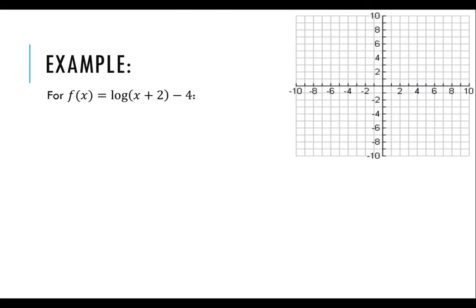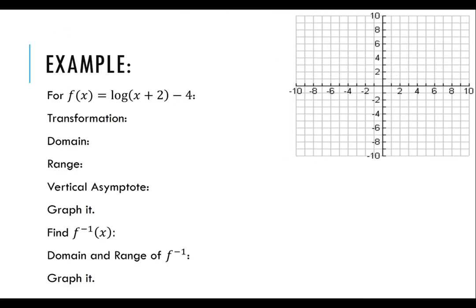Let's try another one. So looking at this one, let's first find the transformations. Well, before we find the transformations, let's recognize that our parent function is the log base 10 function. That is, when we don't write a base, it is log base 10. And so log base 10 of x is going to look like this, more or less. Then what is our transformation? Notice we have two transformations. This goes left 2 and down 4. So left 2 and down 4.